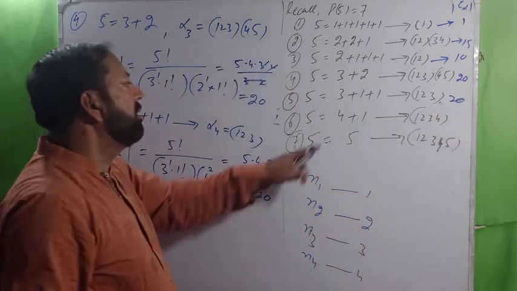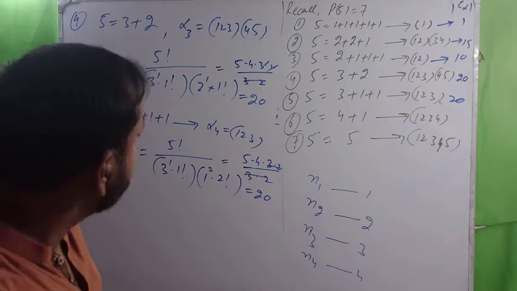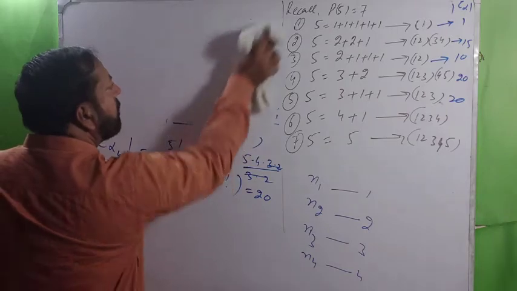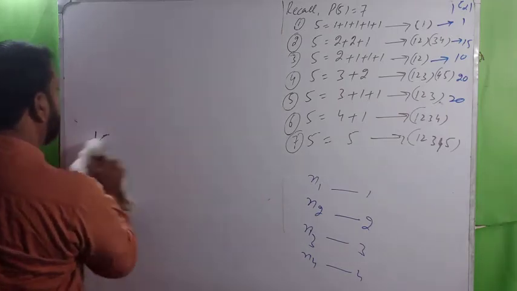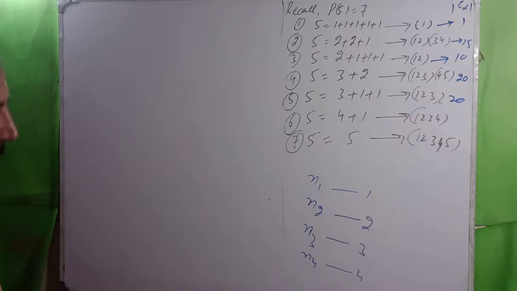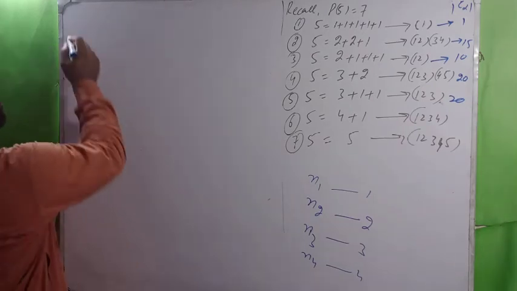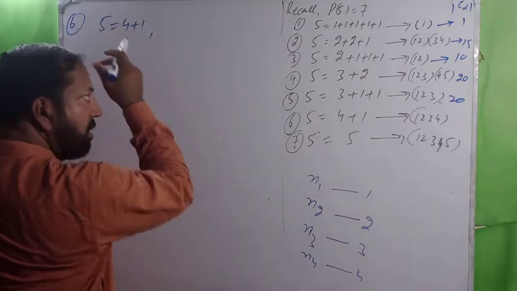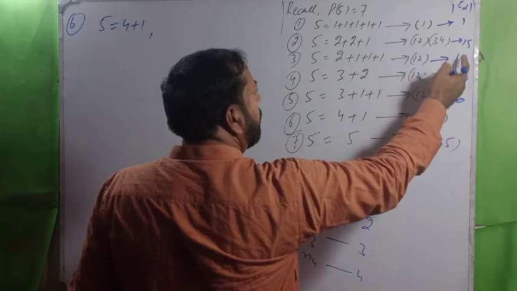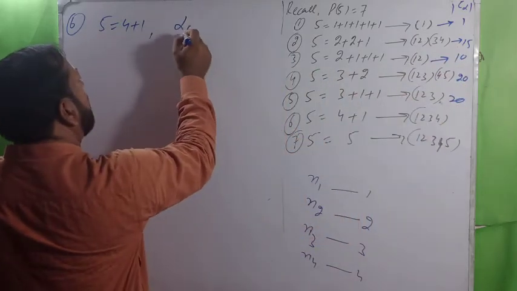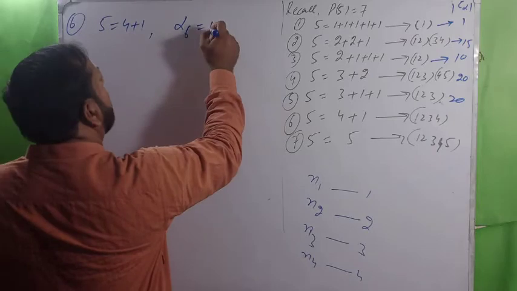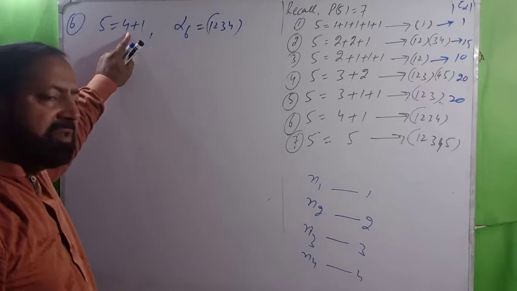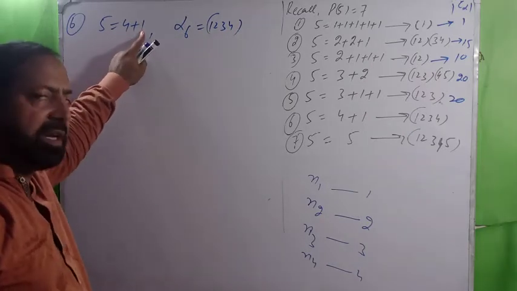20 elements. Then for 4 plus 1, number 6, 5 is equal to 4 plus 1. So here alpha 1, 2, 3, 4, 5, alpha 6. Alpha 6 must be of the type 1, 2, 3, 4, and into 1 no need to write. It means that when k is equal to 4, it is of one size, and k is equal to 1 again is of one size.